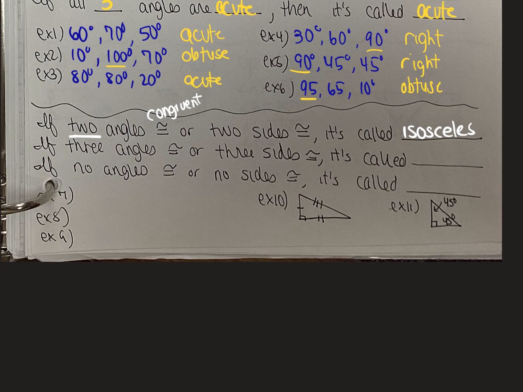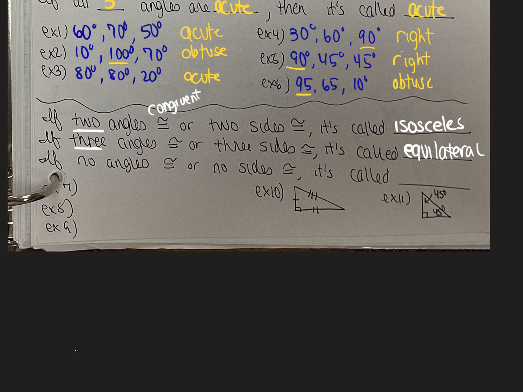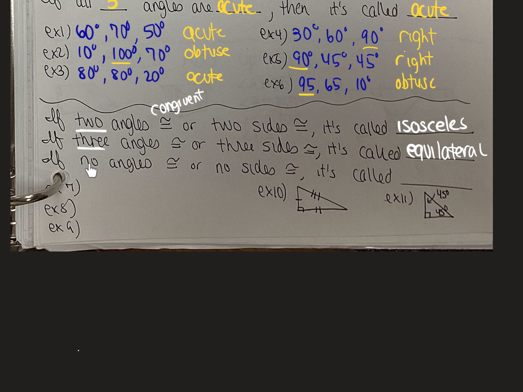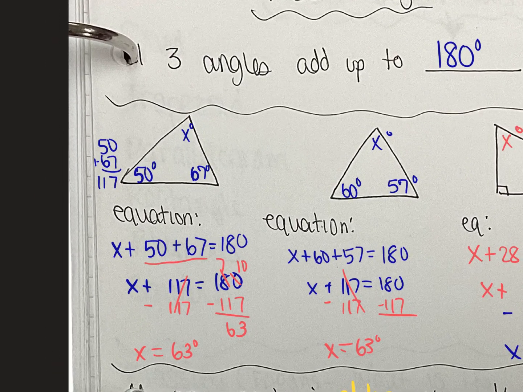All right, if there's all three the same, three angles are the same, or three sides are the same, it's called equilateral. Equilateral. And if none of them are the same, none of them match, then it's called scalene. So let's go back up to this picture. Do any of those numbers match? We had 50, 67, 63. Do any of them match? No. So this is scalene.